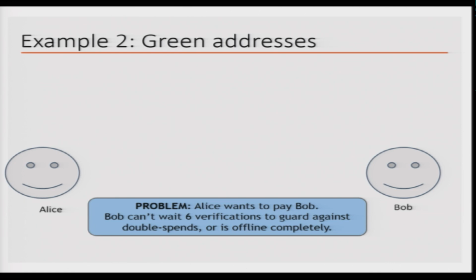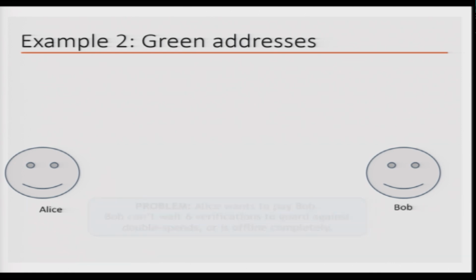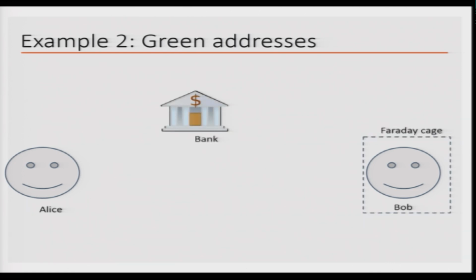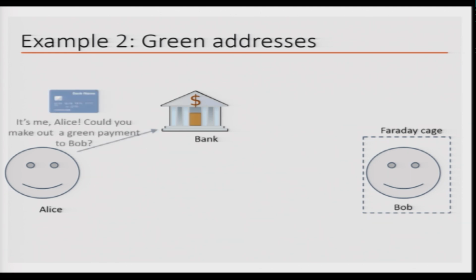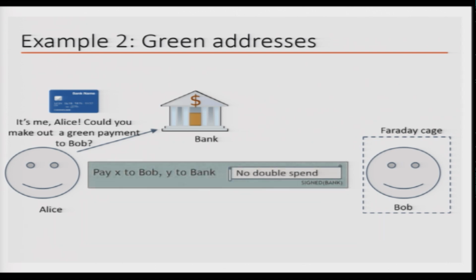So, what Alice can do is go to a third party, in this case we call it a bank, or it could be a cryptocurrency exchange, some entity that has a relation with Alice, they trust Alice, or Alice might have a lot of money in the bank or a lot of cryptocurrency in the exchange or whatever. So, Alice says, could you make a green payment to Bob, and then the bank says, okay, I will make a green payment to Bob.